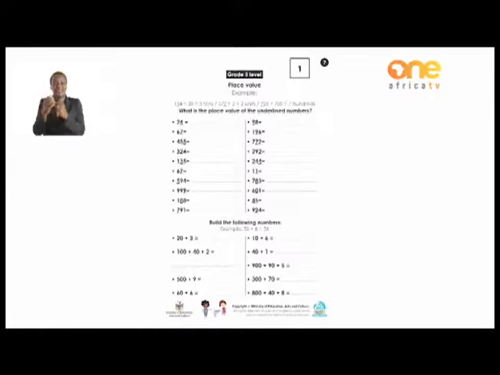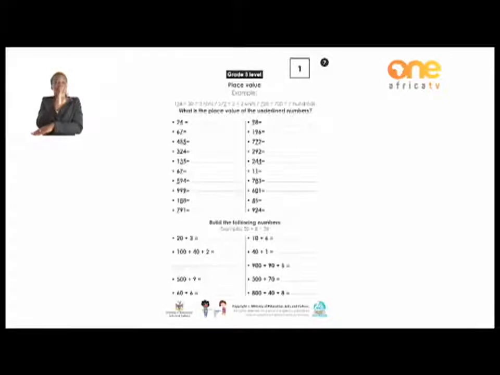Then we look at the next one, 572. We have the 500s, you have 7 tens, and we have 2 units. The units place has been underlined. So it means the place value for the 2 is the units. Let's look at the next one, 728. There's a line under the hundreds place, which means we have the 700s, okay?